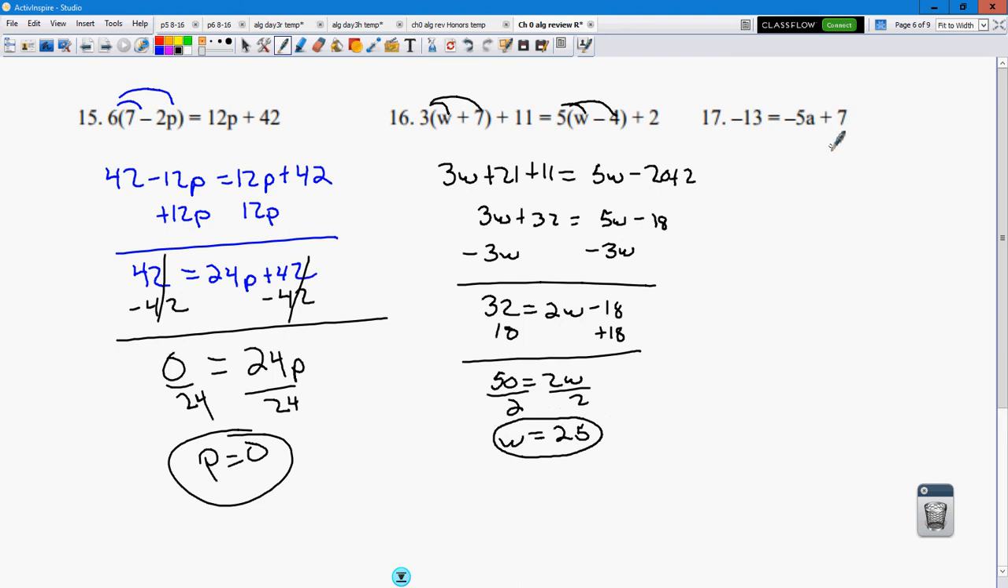Number 17 is pretty simple, nothing to distribute or anything. Subtract 7 from both sides. Negative 20 equals a negative 5a. Divide both sides by a negative 5. Negative divided by a negative makes a positive. 5 goes into 20 4 times, and that's equal to a.